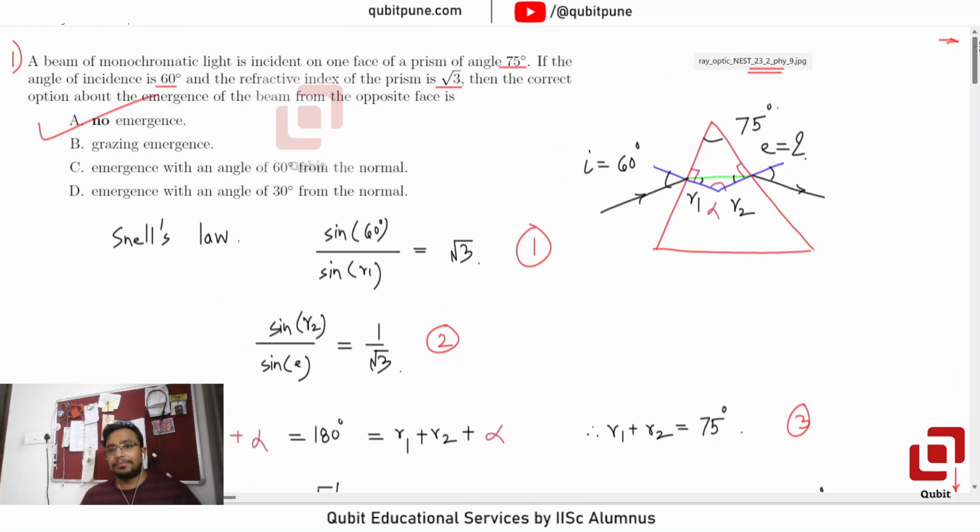Have you understood the question? It's a pretty simple question. Most of the ray optics questions can be solved using Snell's law, but it depends, especially the prism ones. So no emergence. What does grazing emergence mean? Grazing emergence means the ray just grazes along the surface like this. You know that when the angle of refraction is 90 degrees, it is known as grazing emergence. And that's where you get the critical angle situation, right? So can you tell me the critical angle of incidence for the prism?